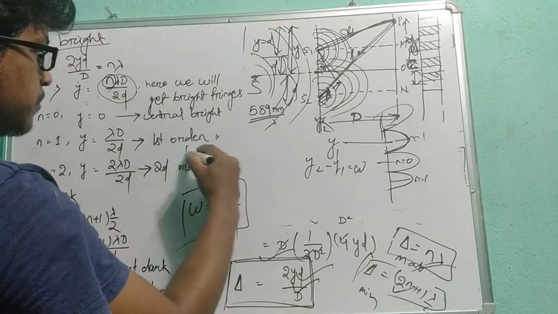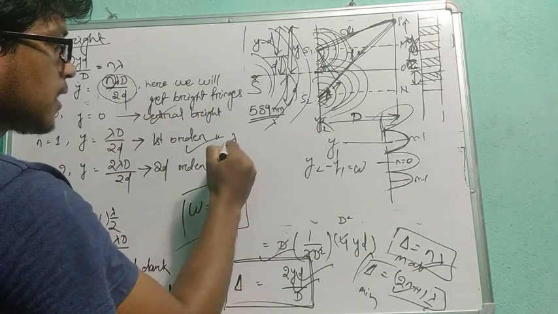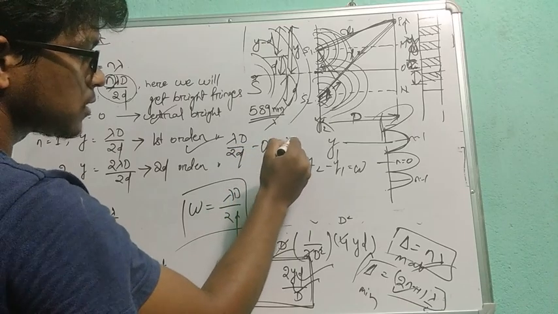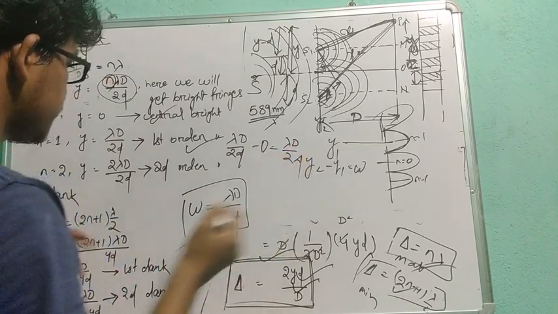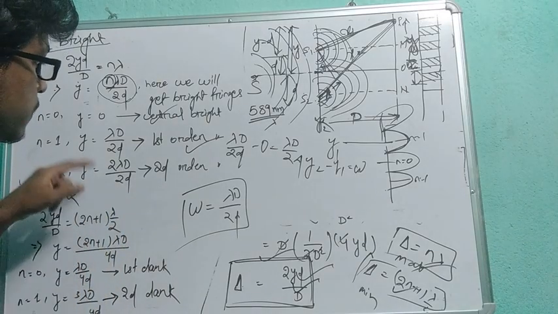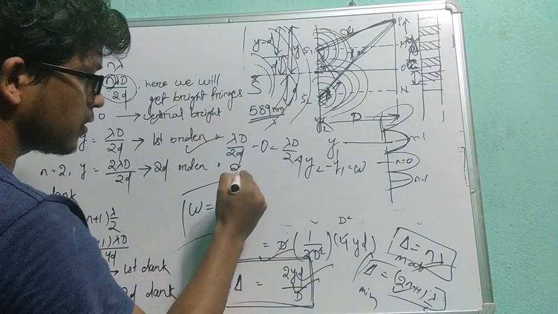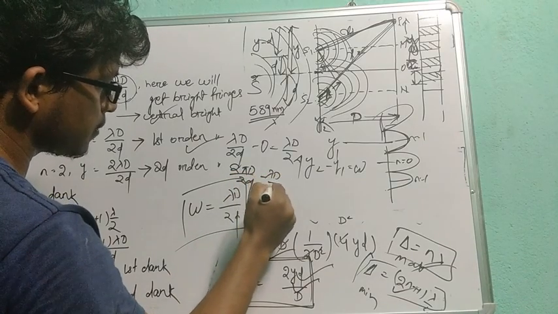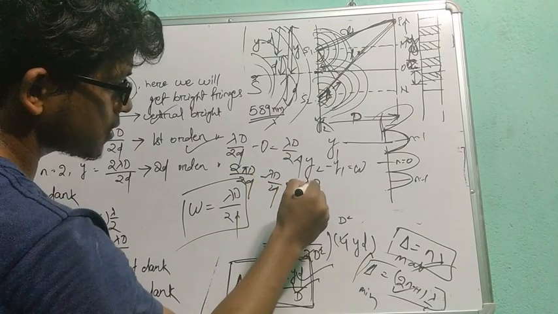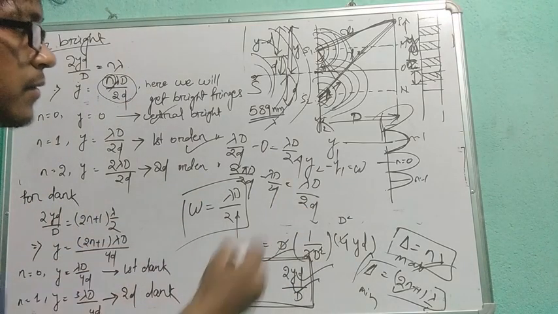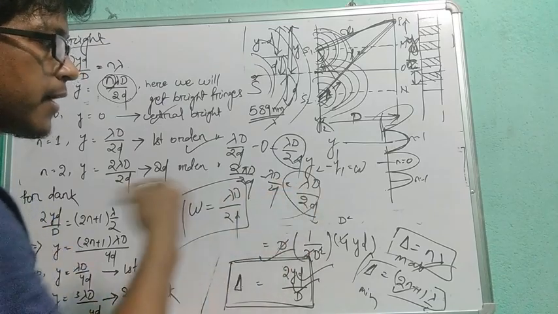Let's assume this one, first order, second order. Means lambda d by 2d minus 0. How much? Lambda d by 2d. Same thing, you can do this one also: 2 lambda d by 2d minus lambda d by 2d. How much are you getting, students? Lambda d by 2d. See, here lambda d by 2d, here lambda d by 2d.